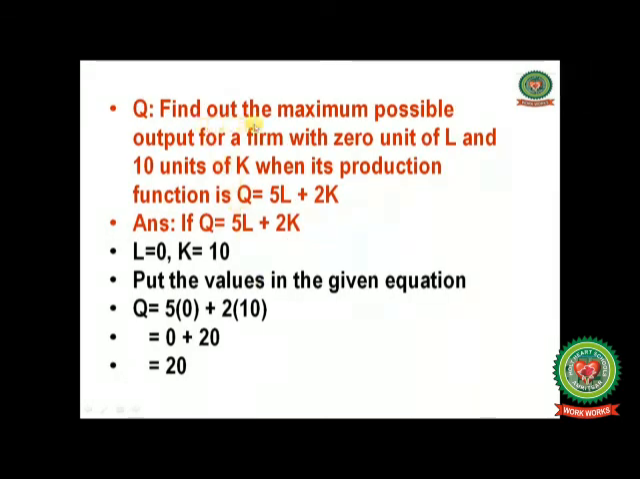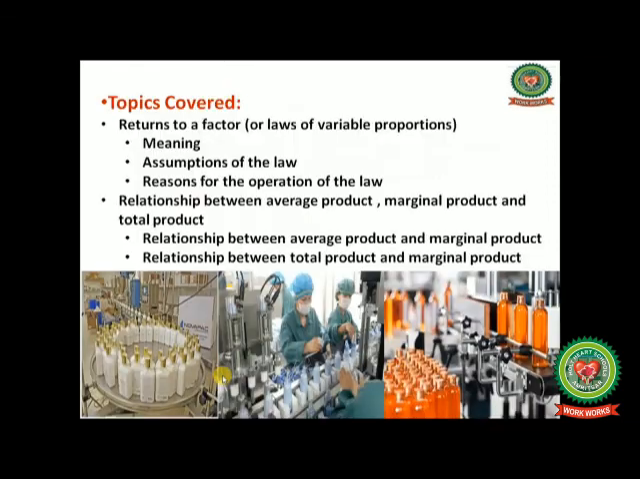Our next numerical: find the maximum possible output for a firm with 0 units of labor and 10 units of capital when its production function is given as Q = 5L + 2K. The equation and the values of L and K are given. Putting these values in the equation, Q = 5 × 0 + 2 × 10, which is 0 + 20, so the total output is 20.